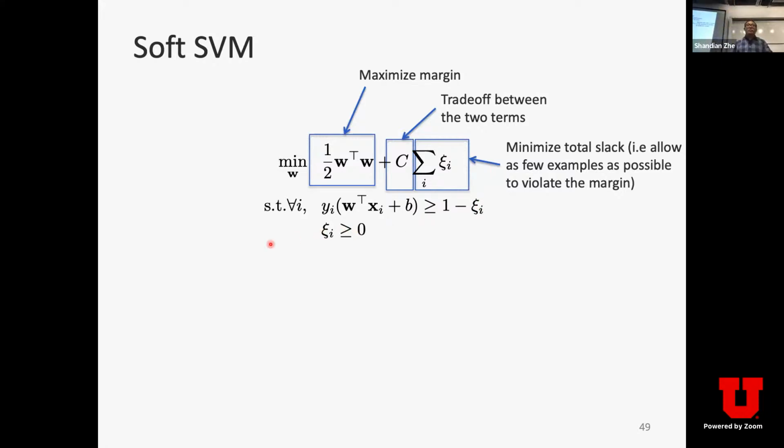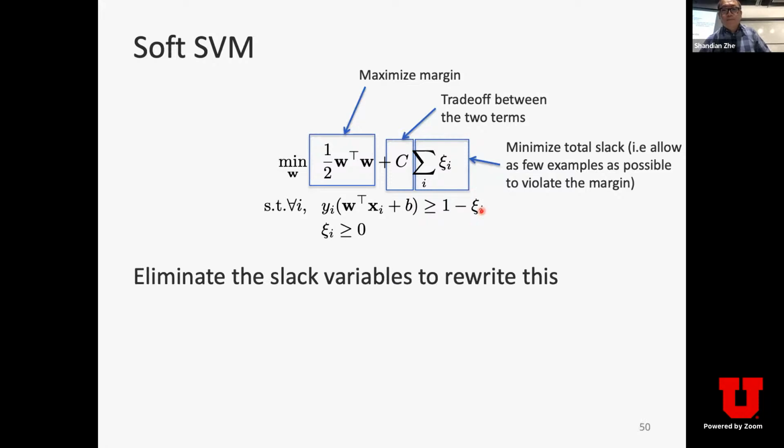So let us try to simplify this problem a little bit. First, we notice that for every example, the constraint can be represented in terms of the slack variable ξ. The first constraint, function margin no less than 1 minus ξ, can be written as ξ no less than 1 minus the function margin. You just move ξ to the left-hand side and the function margin to the right-hand side. And the second constraint is that ξ is non-negative.